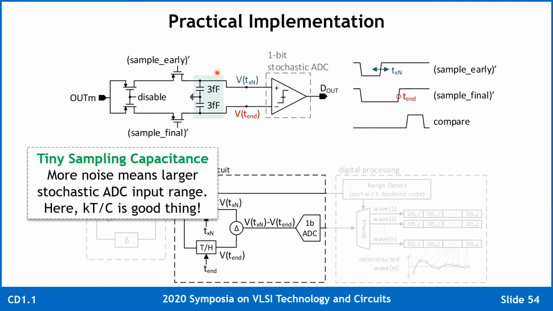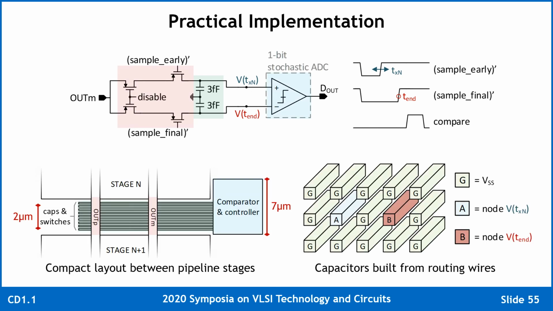Notice that the sampling capacitance that we use is extremely small, and the loading of this circuit on the Ringamp output is negligible. We can get away with this because this noise is actually combined with the noise of the comparator to form the total noise PDF of the stochastic ADC. And in this case, more noise is actually a good thing. The layout of this can be made very compact.